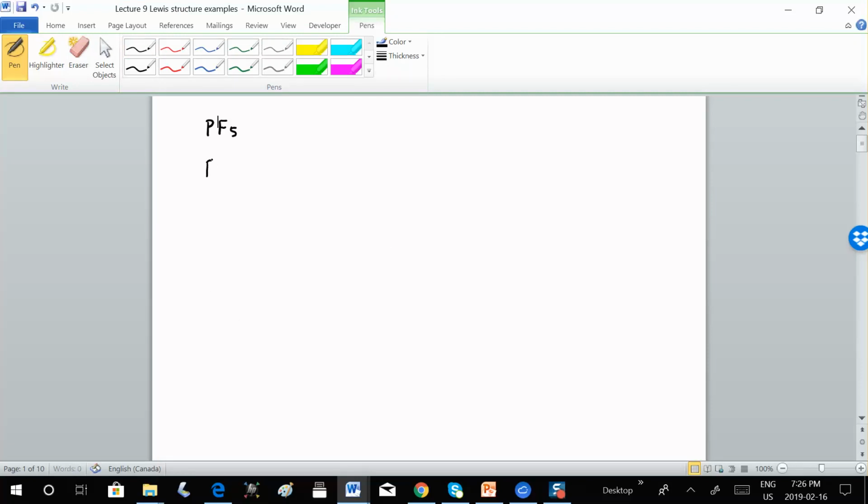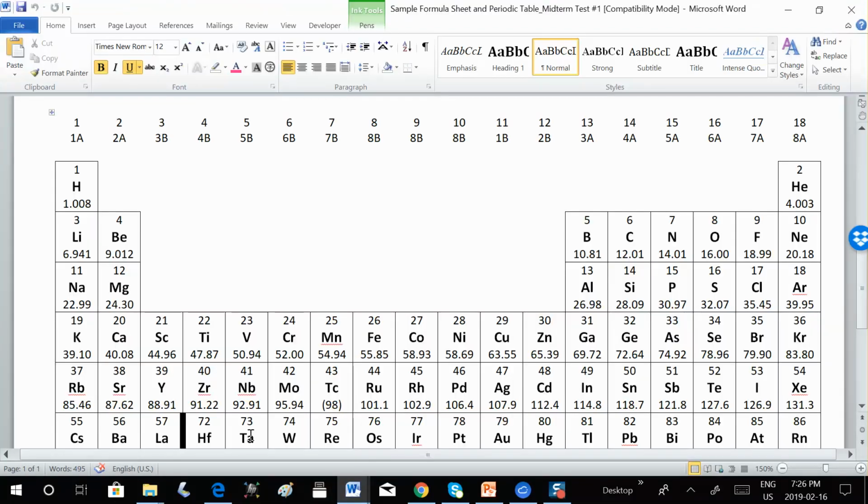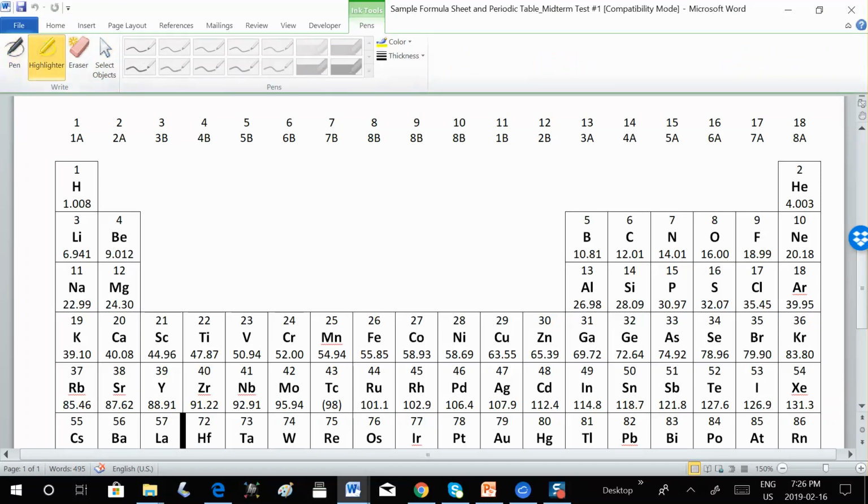So let's count the total number of valence electrons. For phosphorus, let me just pull out the periodic table. Phosphorus is located here. And the electron configuration is [Ne] 3s2, and then 3p3. So in other words, we have a total of 5 valence electrons.